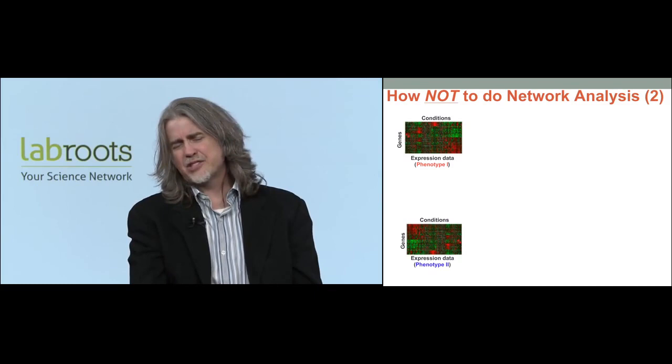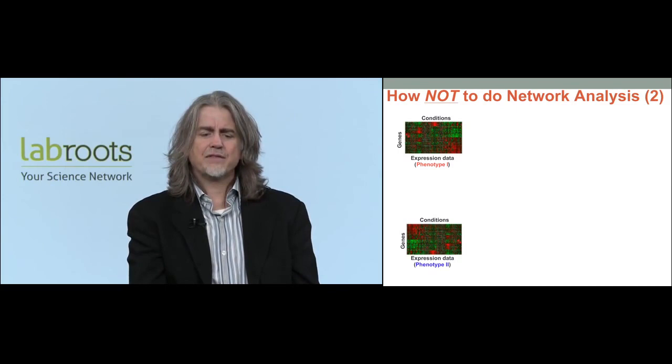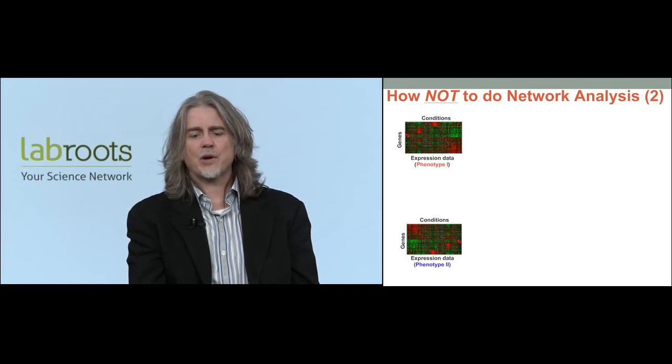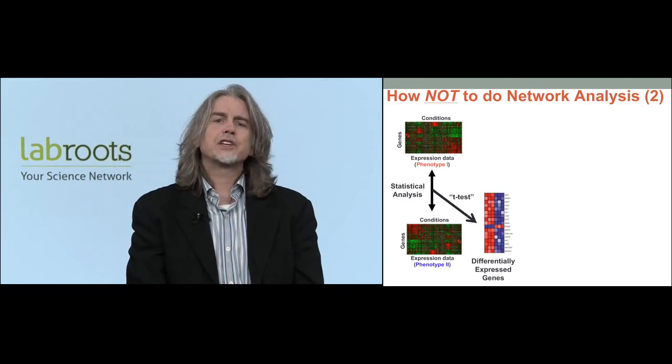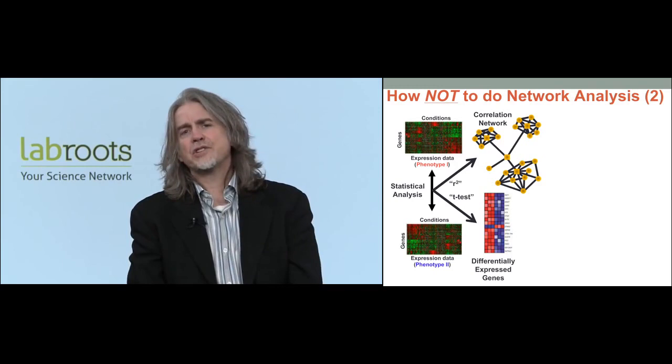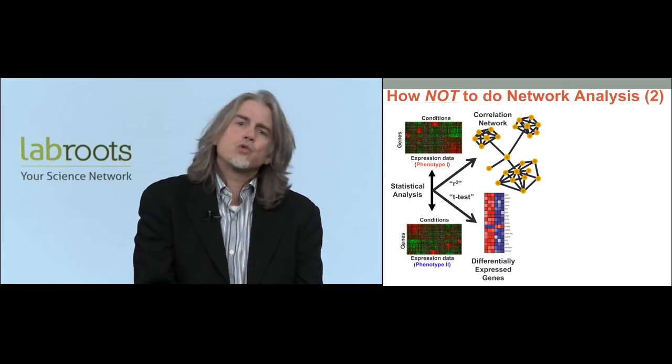So there's another thing that people do that's similar in that we start with differentially expressed genes, but once we have those, what we tend to do then is to try to build network-based models. So we're going to do a statistical analysis, and we're going to take our differentially expressed genes, and then we're going to use those to look for correlations in the data.